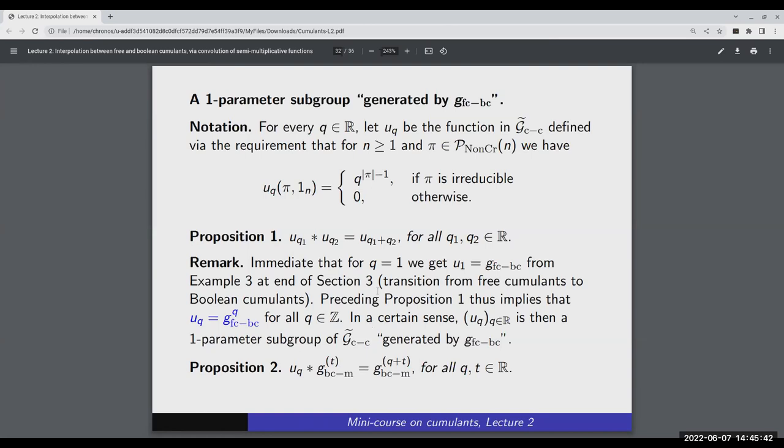Another observation, written here in this remark, is that if Q is equal to 1, then this is exactly the transition from free cumulants to Boolean cumulants. So this gives you that U_1 is G sub FC dash BC, and because of this formula here, you get that the relation U_Q equals the power Q of G FC BC holds for Q in Z. So we've got this group generated by FCBC, but because Q is real, it is placed inside a one parameter group. This formula then settles how you do the transitions from T Boolean cumulants to moments.